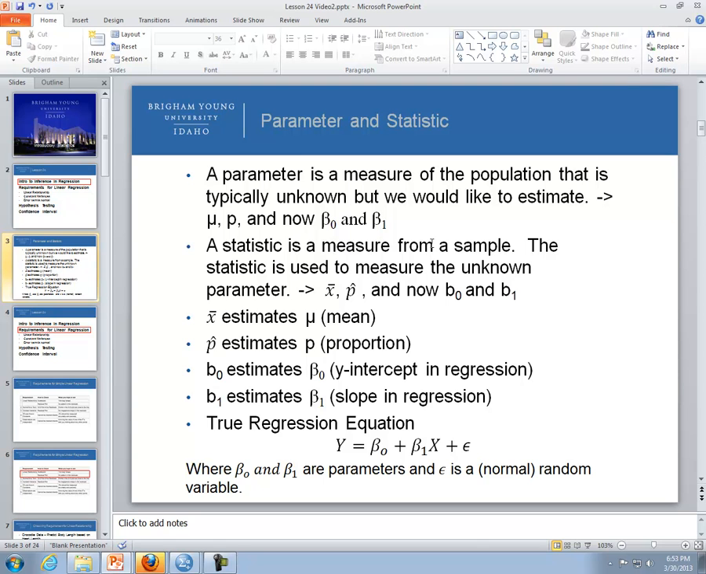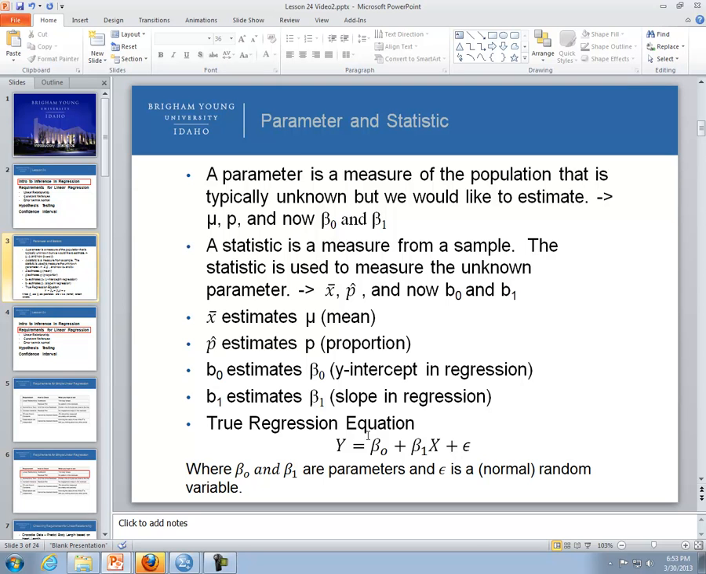So a statistic is a measure from the sample, and the statistic is used to estimate the unknown parameters. So we have our sample mean x bar, p hat, which is our sample proportion. Now we have b naught, which is our sample y-intercept, and b1, which is our sample slope. And so x bar estimates mu, p hat estimates p, b naught estimates beta naught for our true y-intercept, and b1 estimates beta 1, which is our true regression slope.